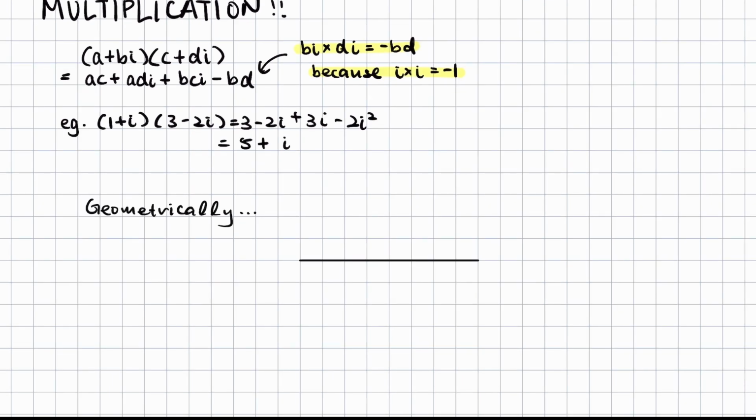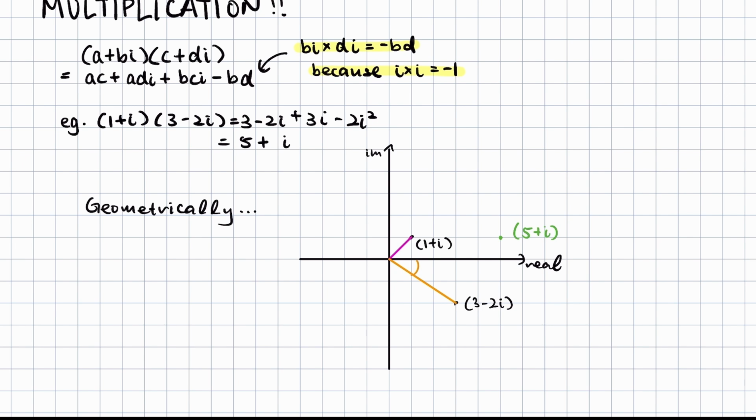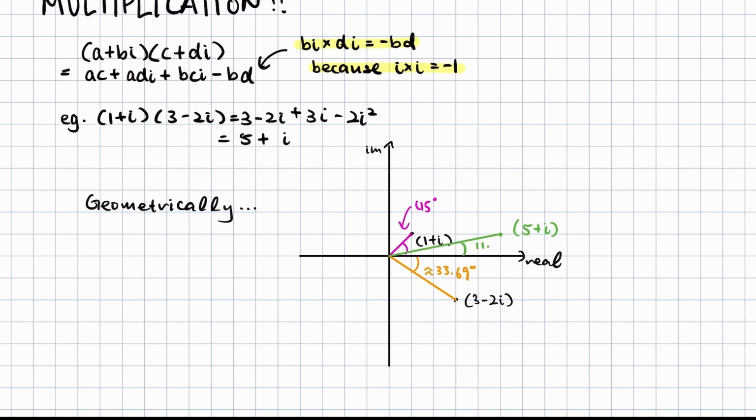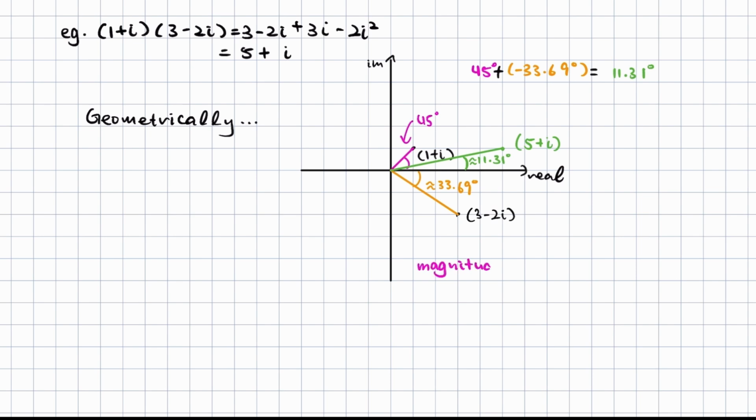Now let's look at it geometrically. If we plot the previous example on the plane, it'll look something like this. Looking at this example, can you see how the two numbers and the product are related? Well, firstly, if you add up the angles of the two complex numbers like I'm doing here, you'll find that you get the angle of the product.